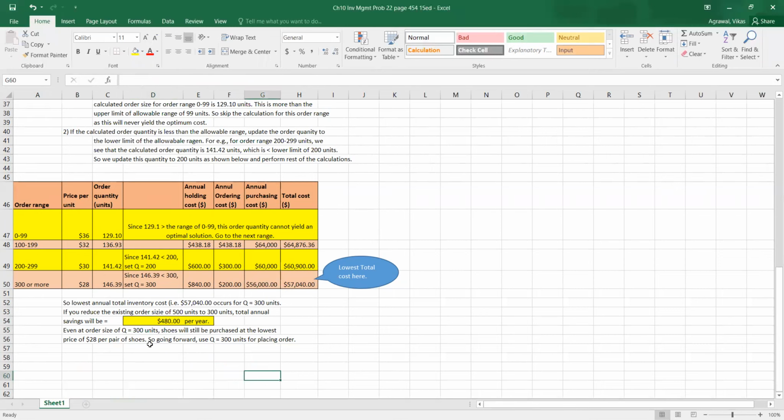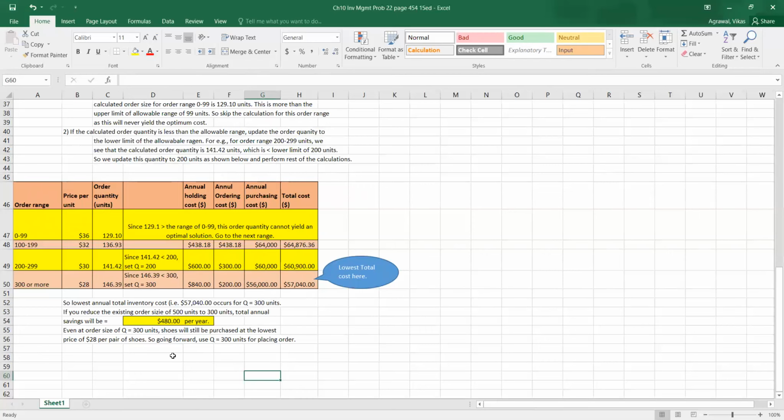Right now you're ordering 500 pairs of shoes, and your inventory management cost is higher. But now you can lower it to 300 units, which means you're going to save space in your warehouse by ordering less. And by doing that, you are also lowering your inventory management costs. Something you have to keep in mind: even at an order size of Q equals 300 units, shoes will still be purchased at the lowest price of $28. That's what we are paying right now, and that's what you paid earlier when ordering 500 pairs.